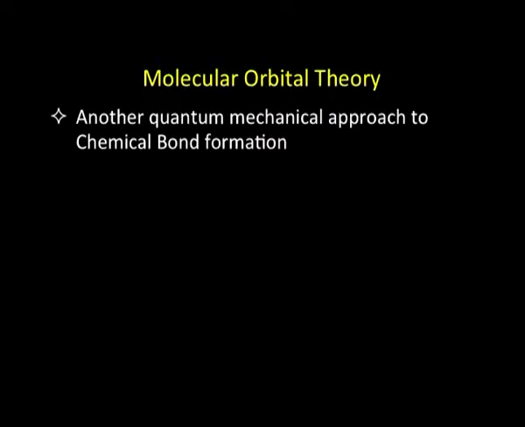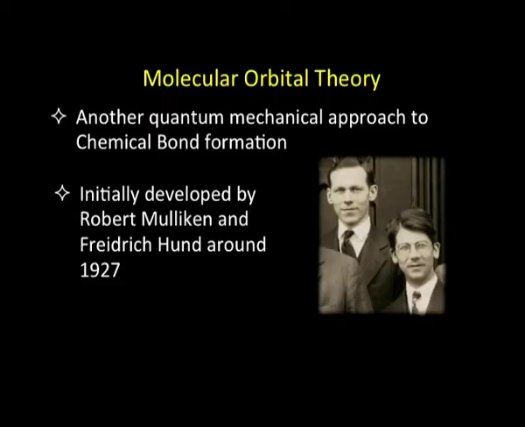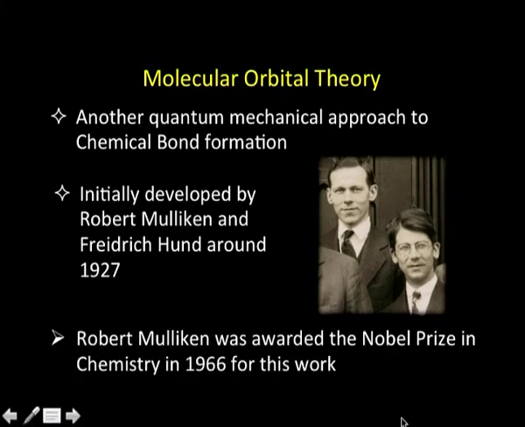And that theory happens to be molecular orbital theory. It is a quantum mechanical approach to chemical bond formation, like valence bond theory. Valence bond theory based its approach on the quantum mechanical behavior of atoms, that is, we talked about the concept of orbitals and things like that. The same thing holds over here also. We will talk more about it as we proceed. Now, this theory was proposed by Robert Mulliken and Friedrich Hund in around 1927, and for this work Mulliken was awarded the Nobel Prize in 1966.